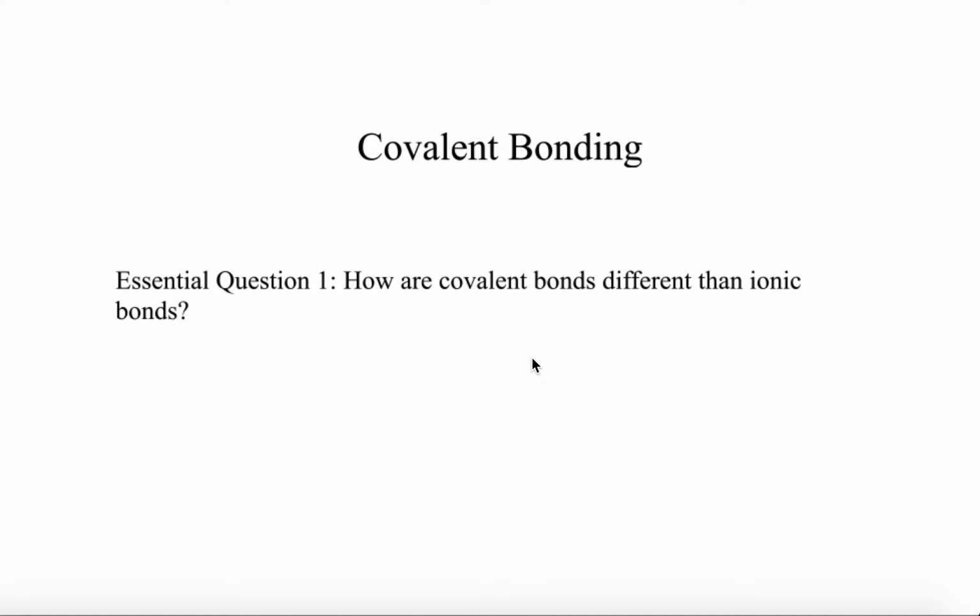So today we're going to get into our second type of bonding. We've talked already about ionic bonding, so now we're going to turn our attention to another type referred to as covalent bonding. So our first question here is, how exactly are covalent bonds different than ionic bonds?